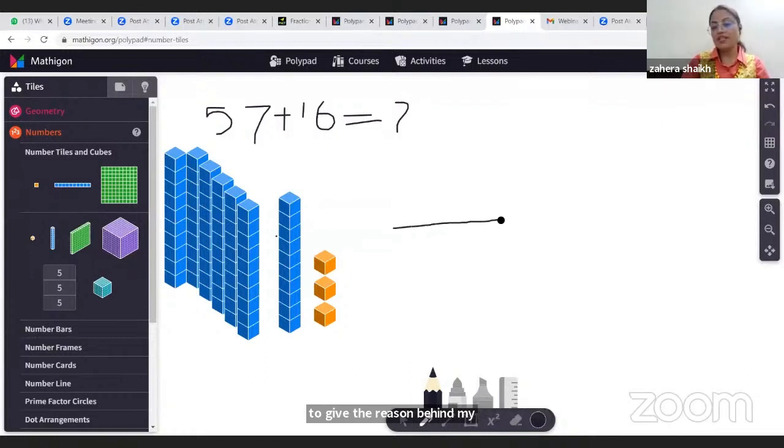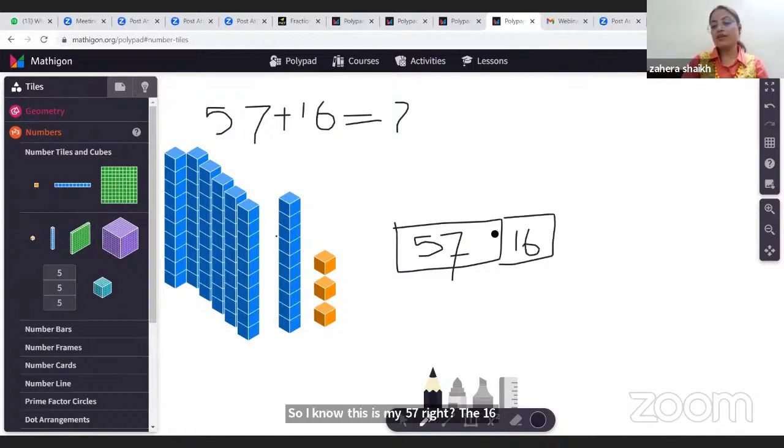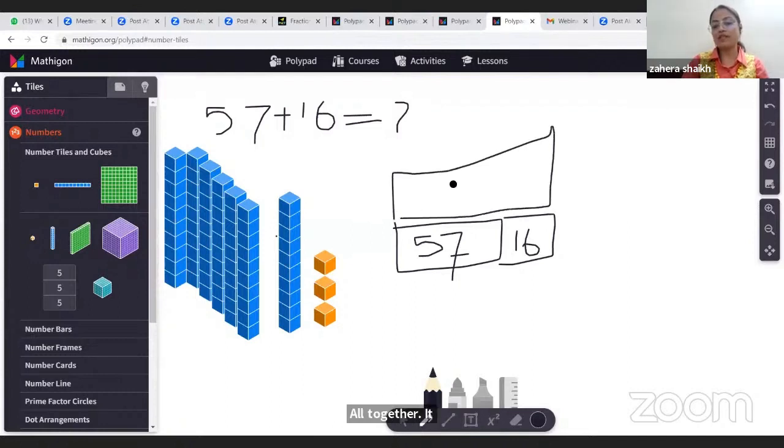So I know this is my 57, right? And this 16, all together, gives me a whole which is unknown, and I have solved it and found that it's nothing but 1, 2, 3, 4, 5, 6, 7, 73.